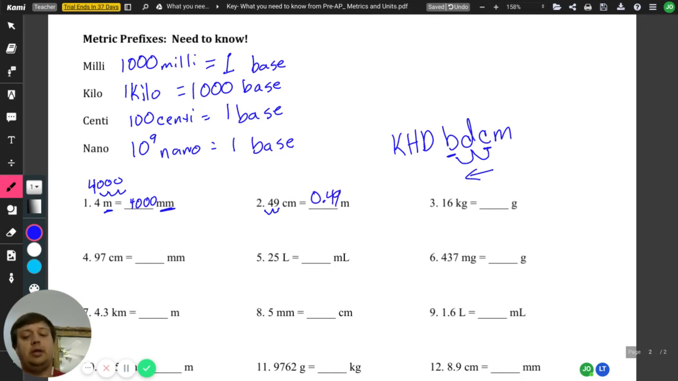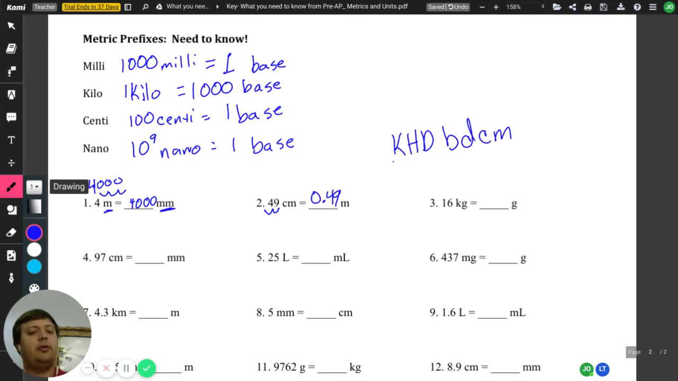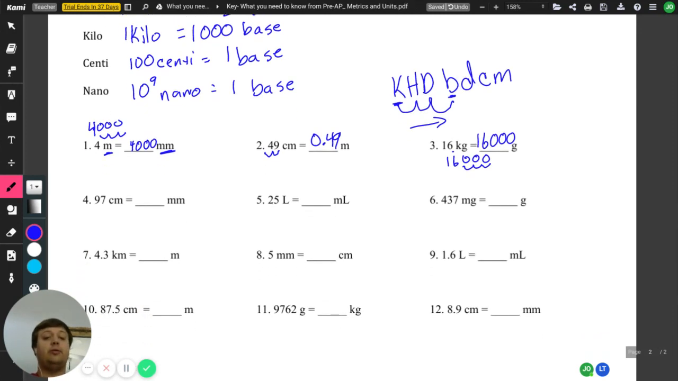Okay. From kilograms into grams. So my kilograms is here. My grams is my base. So I'm going to go 1, 2, 3 times to the right. So I'll take my decimal, which is here at the end of 16, go 1, 2, 3 times to the right. So it is 16,000 grams.